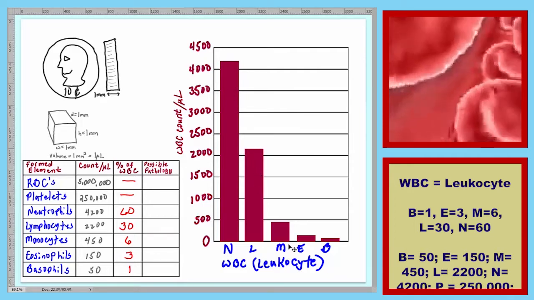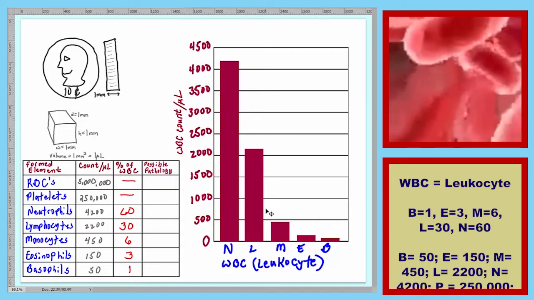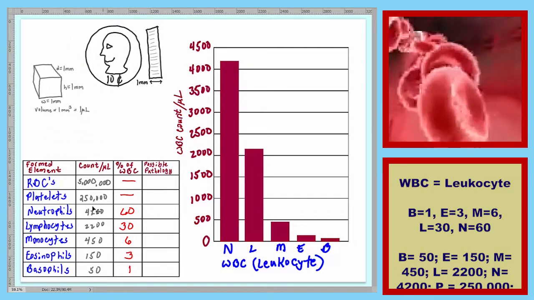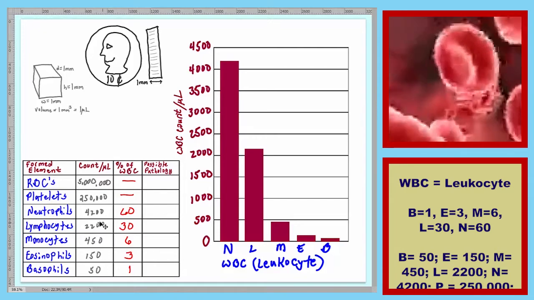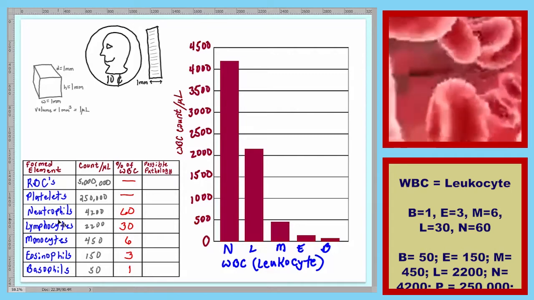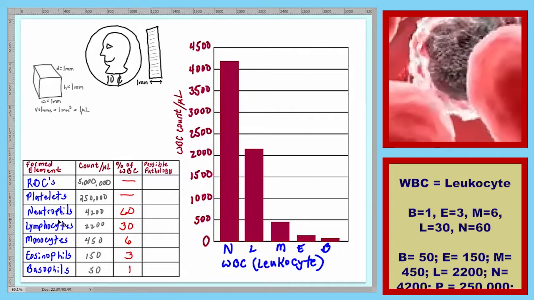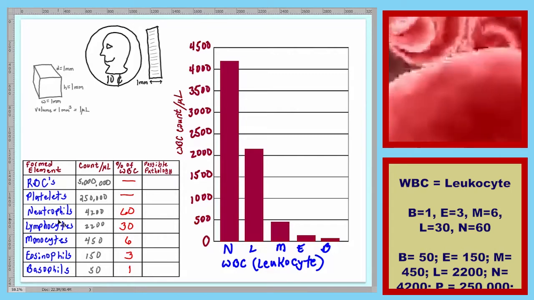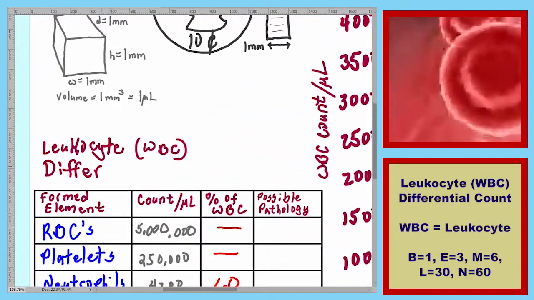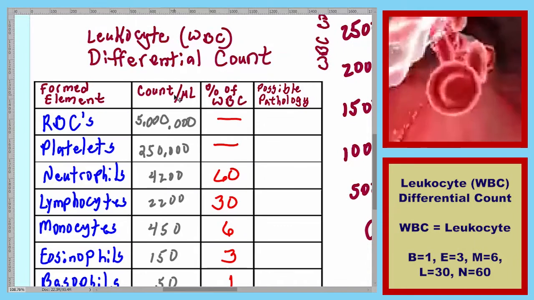Let's indicate a few things here. This table here showing the relative numbers of the white blood cells is known as a differential leukocyte count, or a leukocyte differential count, or a white blood cell differential count. So let's place that title here. This differential count is extremely useful in determining if a pathology exists within the individual.